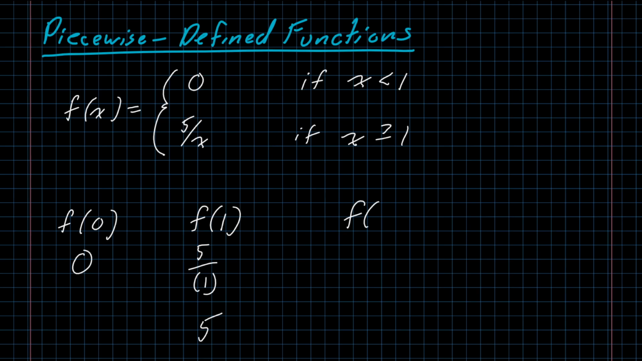Likewise, if I want to evaluate f of 5, looking at the right-hand side, 5 is greater than or equal to 1, so I'm going to use the 5 over x version of the function. I'm going to plug in that x is equal to 5, and 5 divided by 5 is equal to 1.